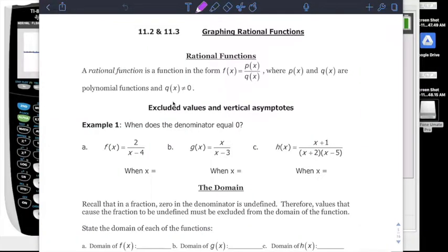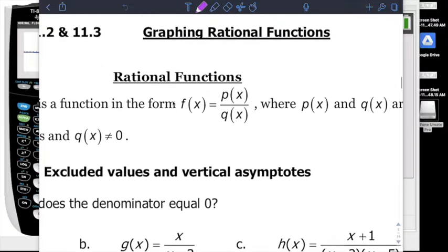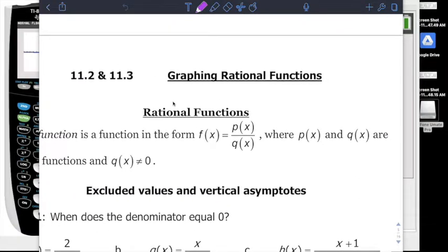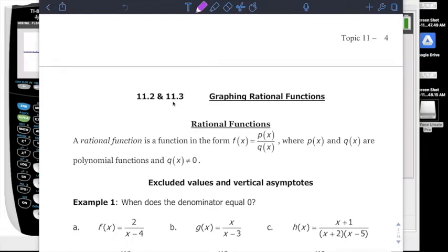All right, today we got a big one here. Today we're going to be graphing rational functions. A rational function is a function in the form of this right here, where we have two polynomial equations. I guess you can call them P(x) and Q(x), and we need to assume that Q(x) is not 0.